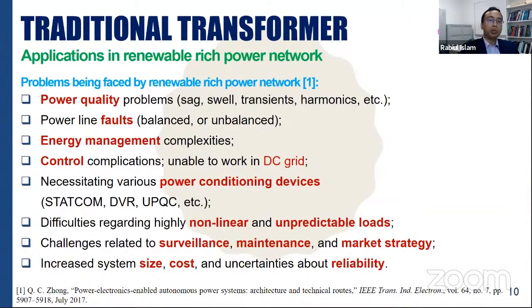It cannot be used in a DC network. So that means we need a different device or something different to handle the DC grid. Therefore, this is the time to think about how we can modify our existing transformer, or whether it is possible to develop a single transformer which can be used in either an AC or DC grid.